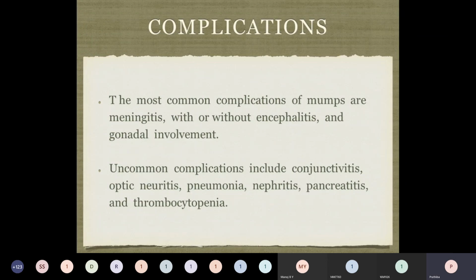What are the complications? The most common complications of mumps are meningitis with or without encephalitis and gonadal involvement, that is, as we said already, orchitis. Uncommon complications include conjunctivitis, optic neuritis, pneumonia, nephritis, pancreatitis, and also thrombocytopenia.